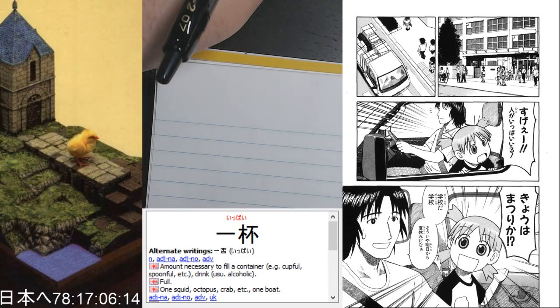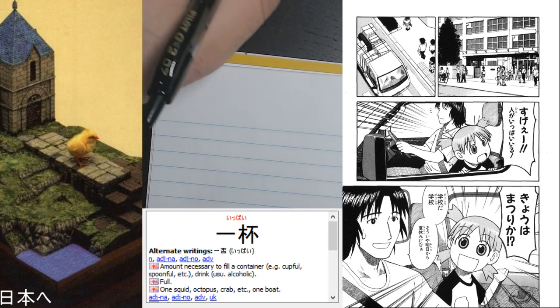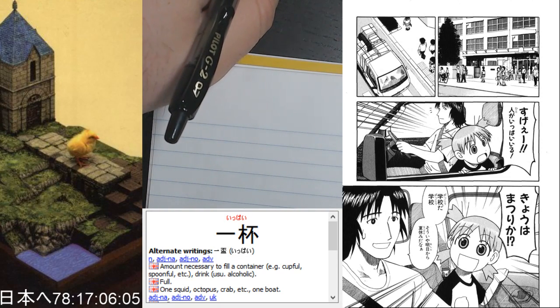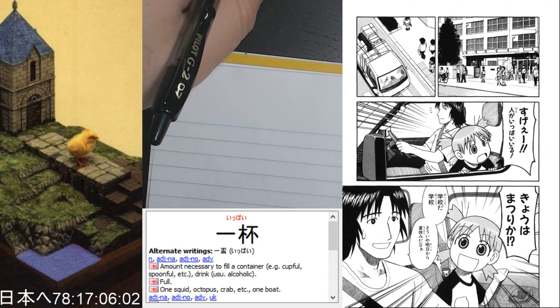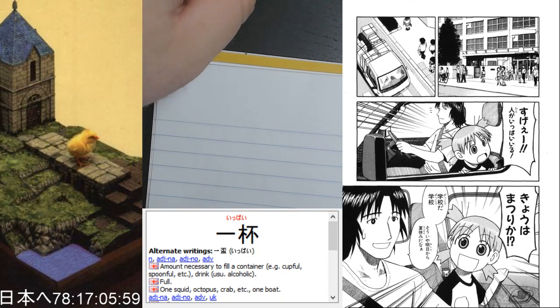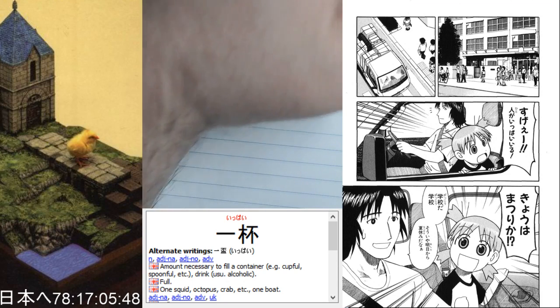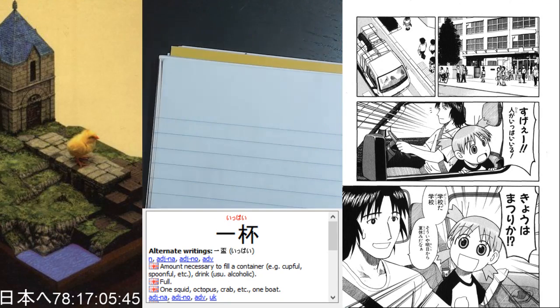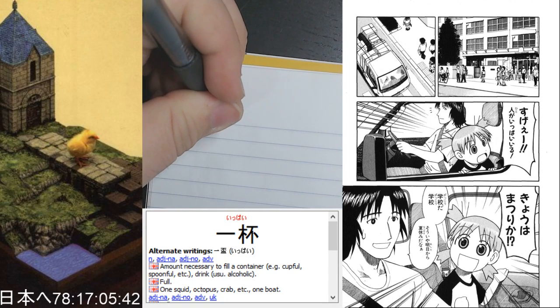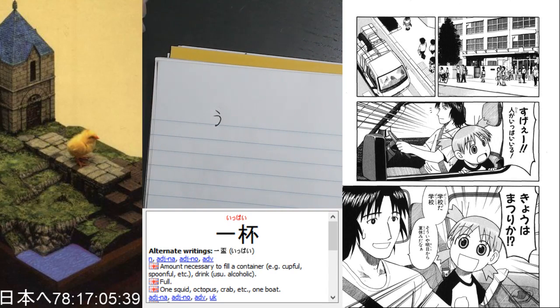Kyou. Well, I don't recognize that one. Kyou wa. Oh, it's you. Okay. It's always annoying when they're changing fonts on you constantly, and Yotsuba has kind of a weird font. It's Japanese Comic Sans. Kyou wa matsuri ka. Matsuri.